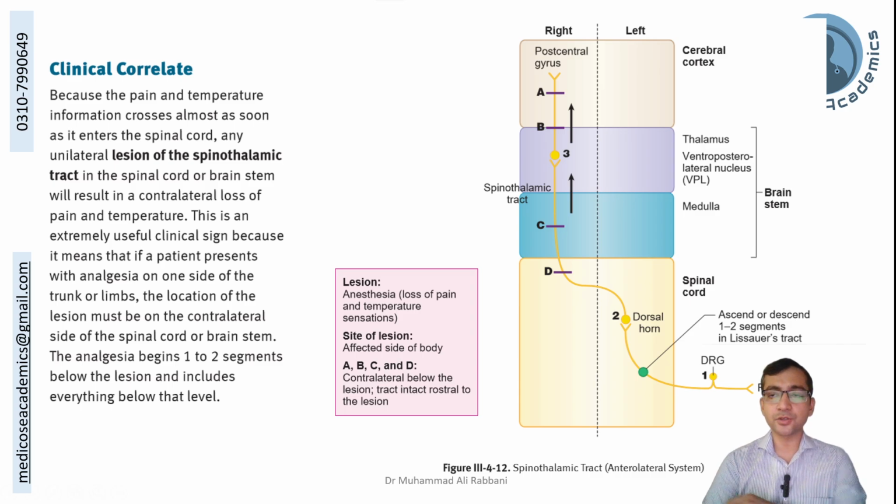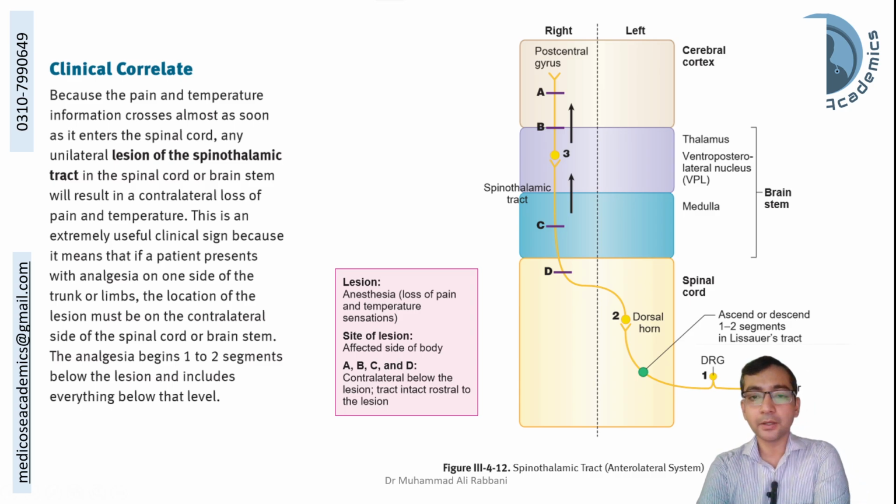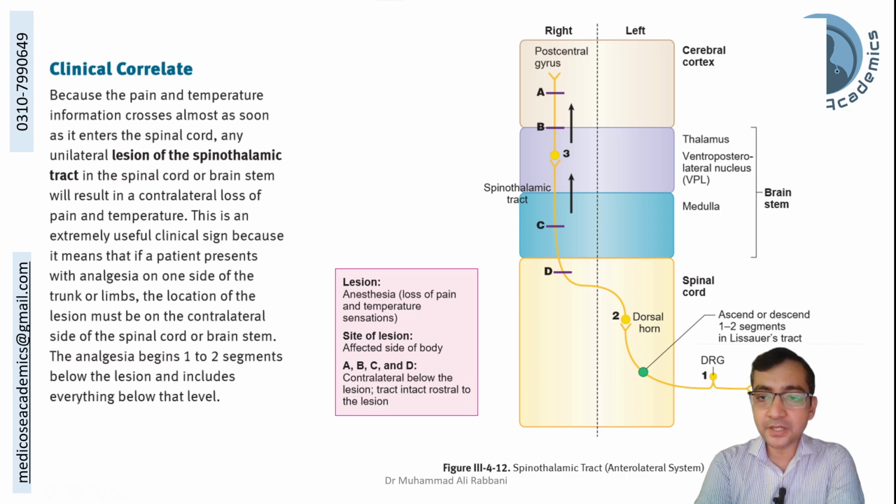So this is a screenshot for you that you can slow down and see. This is a picture from Kaplan's neuroanatomy. So here is a good mental exercise for you. Think of out of A, B, C and D, which lesion will cause ipsilateral loss of pain and temperature and which lesion will cause contralateral pain and temperature.